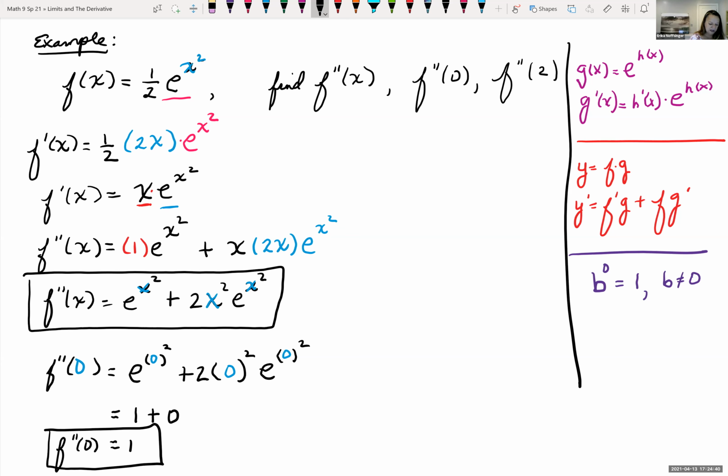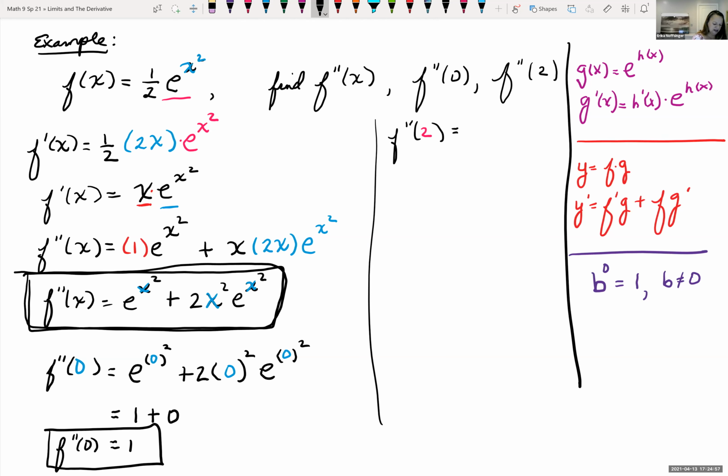And now we want to look at this by finding the double derivative evaluated when x is 2. So looking at our double derivative, now we're going to plug in 2 wherever we see an x. So we have e raised to the 2 squared plus 2 times 2 squared times e raised to the 2 squared.